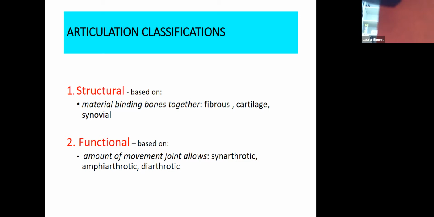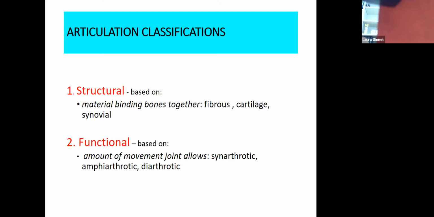So everything we look at, we can either identify structurally, or we can say, I don't care what kind of structure or material holds the bones together, I want to know how much movement occurs there. So we can have no movement, essentially synarthrotic, very little movement, amphiarthrotic, or lots of movement, diarthrotic.